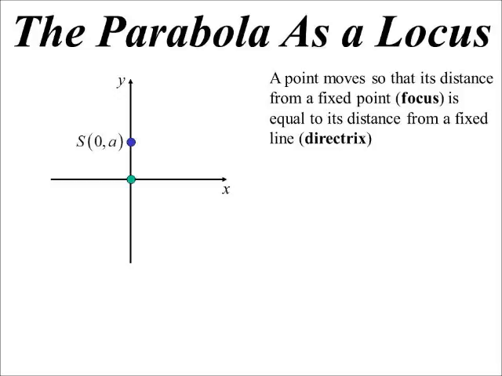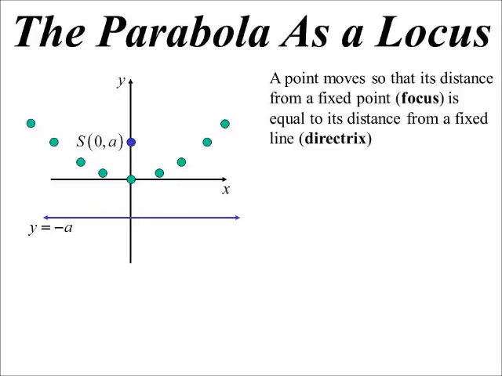Okay, there's my fixed point. I've given it these coordinates for a reason. So it turns out (0, a). Very handy choice, it turns out. The directrix, there's my fixed line, which will be y equals minus a. I've deliberately picked those so that this parabola will go through the origin.